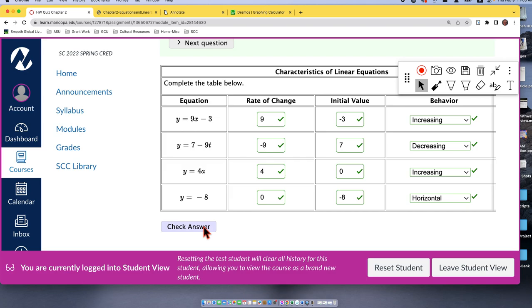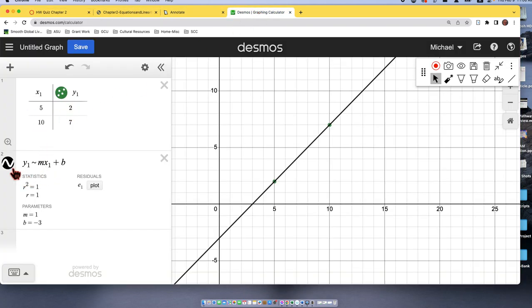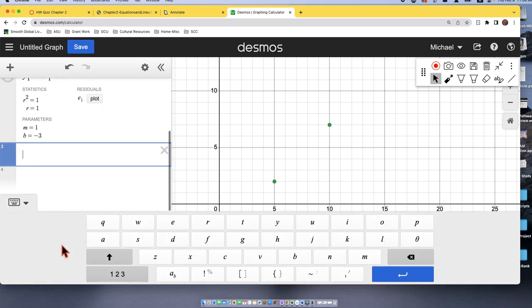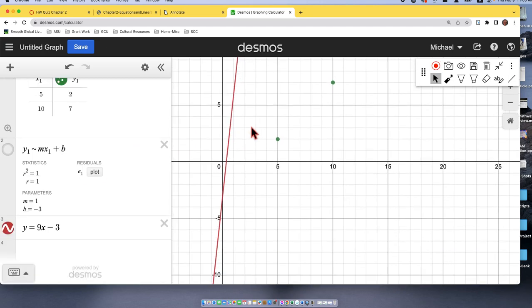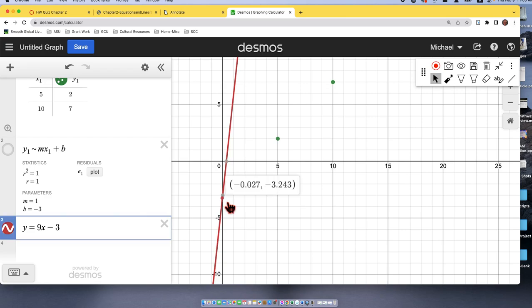If you weren't sure, what could we do? We could actually put these equations into Desmos and it would graph it for us, and I think that's a good activity. If you can't visualize these, get with Desmos, because it'll help you build that visualization. You know, that first one, 9x minus 3. Just go to Desmos, turn off this stuff. You just click here, y equals 9x minus 3. Well, there it is. And then what's cool is when you click down here, it even gives you the y-intercept.